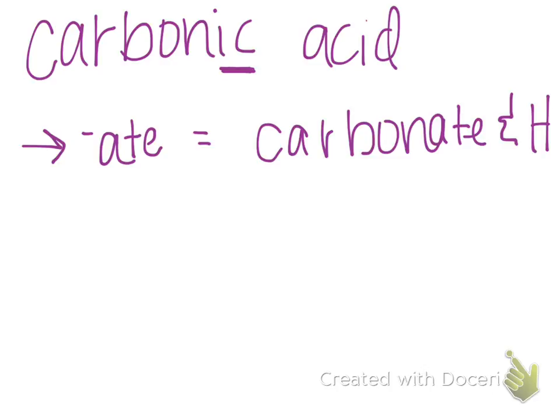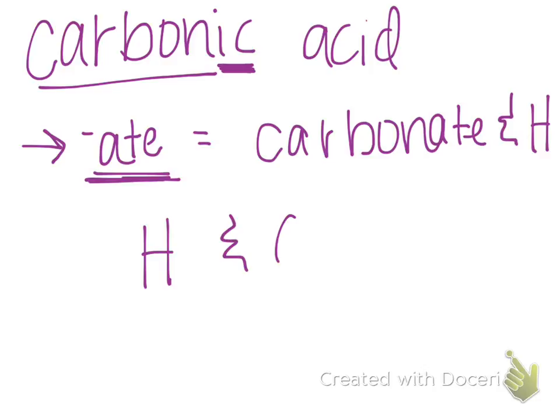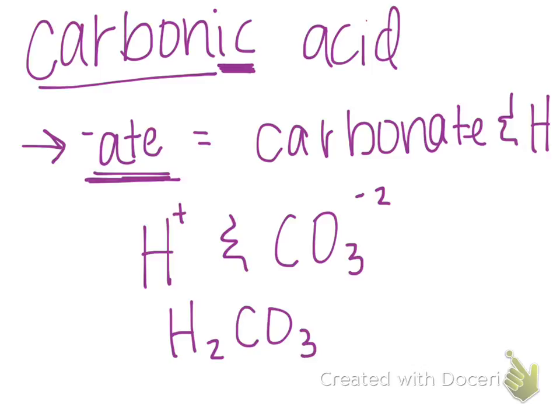The ic ending tells us it has to come from an ATE anion, and since it's carbonic, we know it has to come from carbonate. So now we want to look at a pairing between hydrogen and carbonate. What is carbonate's charge? -2. So how many hydrogens do I need to pair with carbonate to get a balanced formula? Good, I need H2CO3. That's carbonic acid.